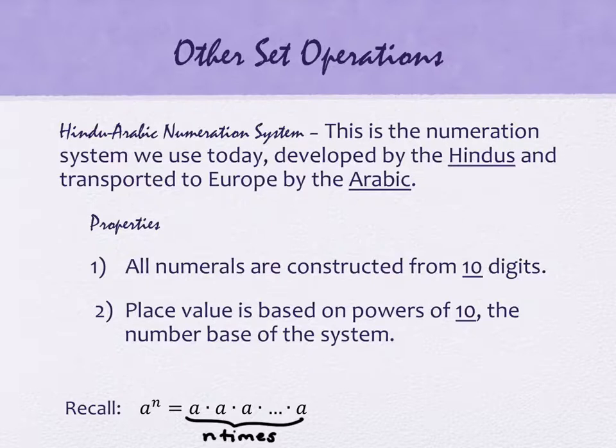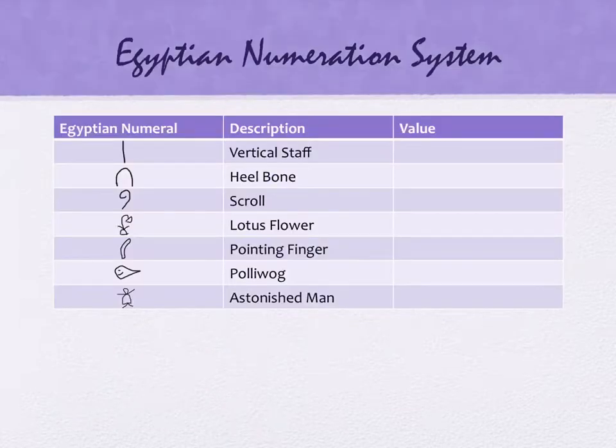Our first numeration system to look at is the Egyptian numeration system. These are the first pictures you get to draw. I did draw all of these, but that doesn't mean I drew them the first time the way I drew them. These are our Egyptian numerals. The first one is called a vertical staff, and the value of a vertical staff is 1.